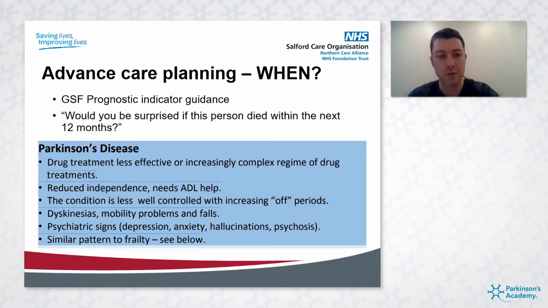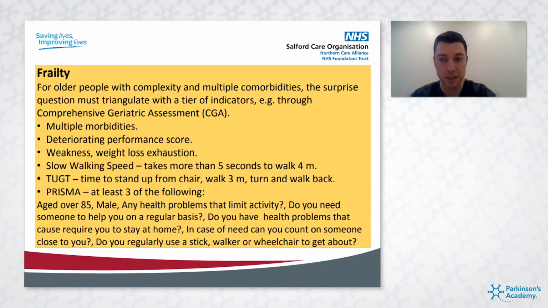And there are disease-specific elements related to Parkinson's disease. Those are when the drug treatments are becoming less effective, where there's an increasingly complex drug treatment regime, where the patients have reduced independence, where the control of their disease is fluctuating a lot more with on-off periods, where they're having recurrent falls, worsening mobility, where they're starting to develop more prominent psychiatric signs, or where there is just generally increasing frailty. And there are specific frailty markers within that Gold Standards Framework guidance as well.